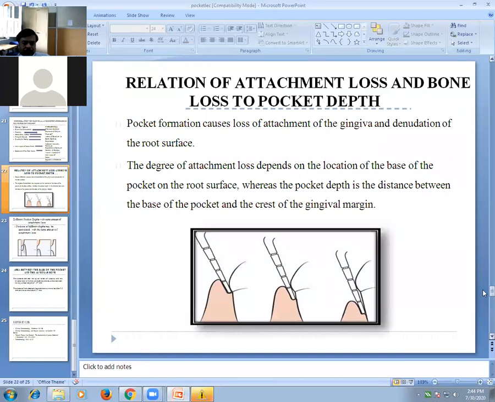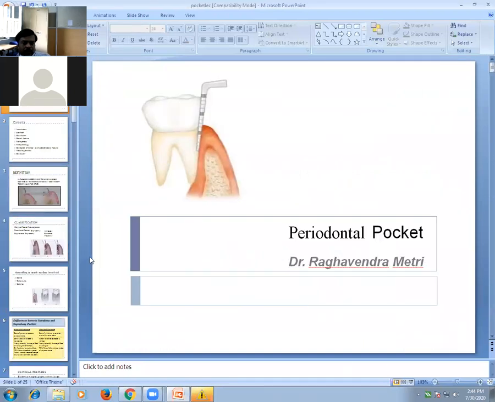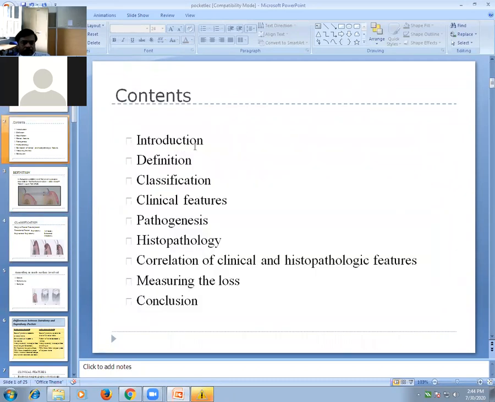Briefly, I'll summarize what we discussed today. So basically, now we know the definition. How do you define a periodontal pocket? A periodontal pocket is a deepening of the gingival sulcus, which is bounded by the tooth surface on one side and pocket epithelium on the other side. How do you classify periodontal pockets? Depending on the tissue involved and depending on the number of surfaces involved.